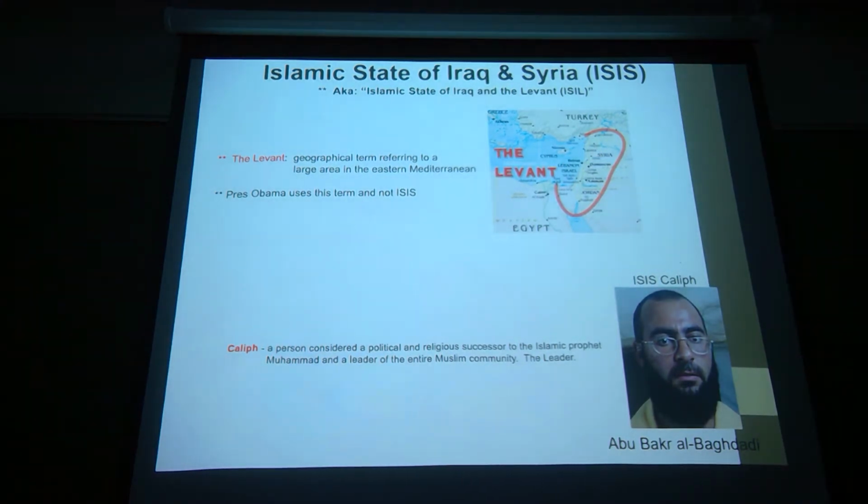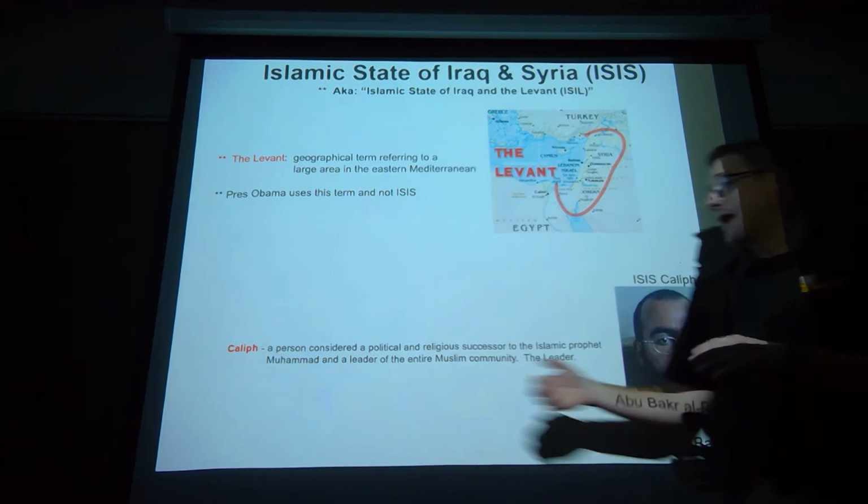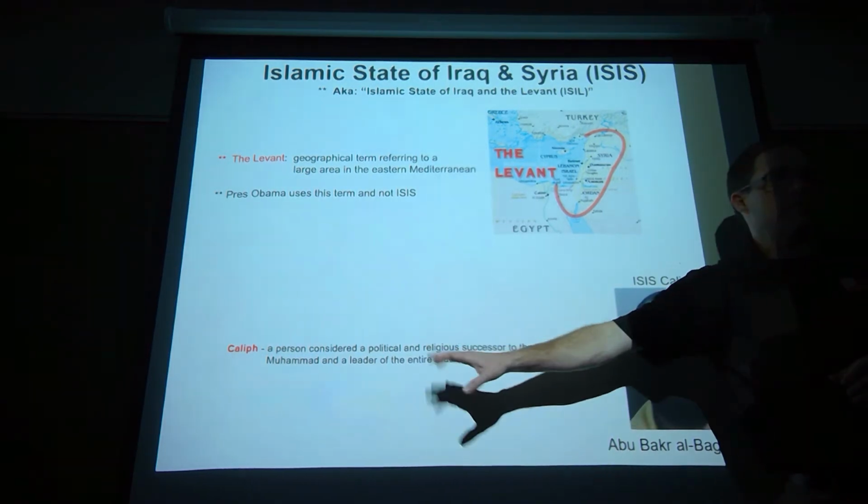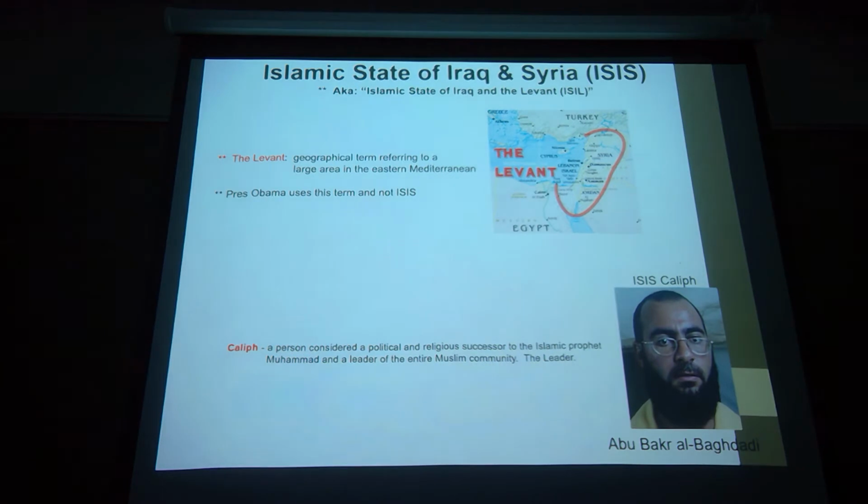A caliphate: a person considered as the political or religious successor to the Islamic prophet Muhammad and a leader of the entire Muslim community. So when ISIS came up, okay, this guy, al-Baghdadi, said, I am the caliphate. I am the guy trying to bring about the new Islamic world. So he is claiming to be the political descendant, not the actual descendant, but the political descendant of Muhammad.